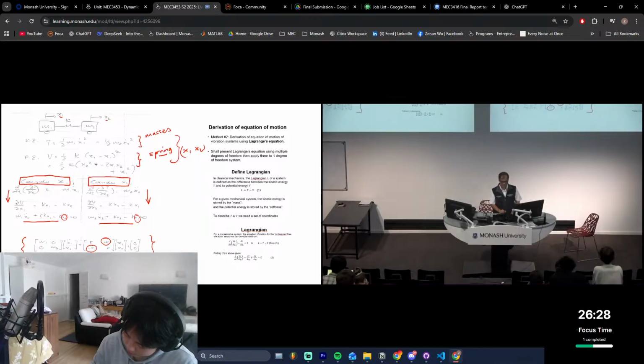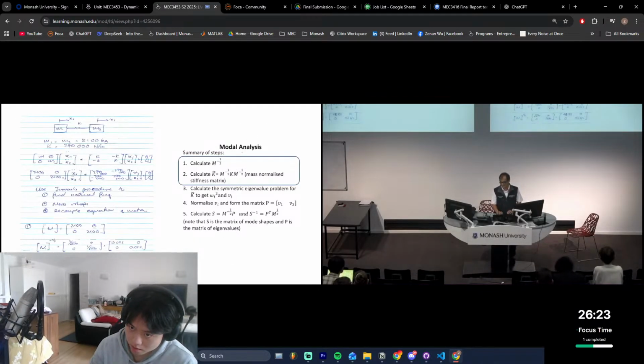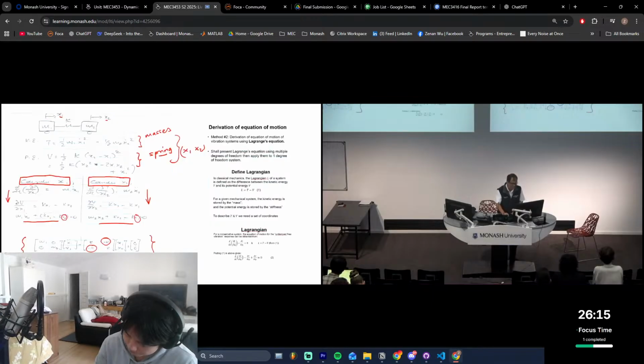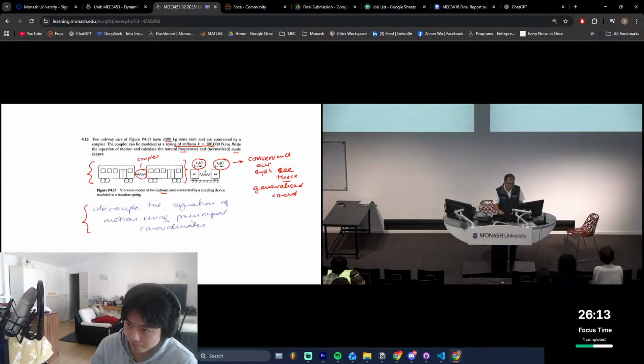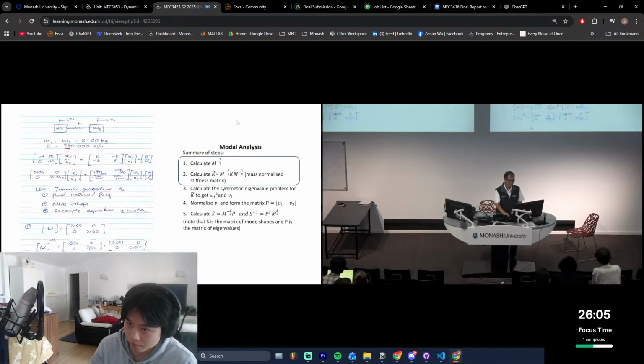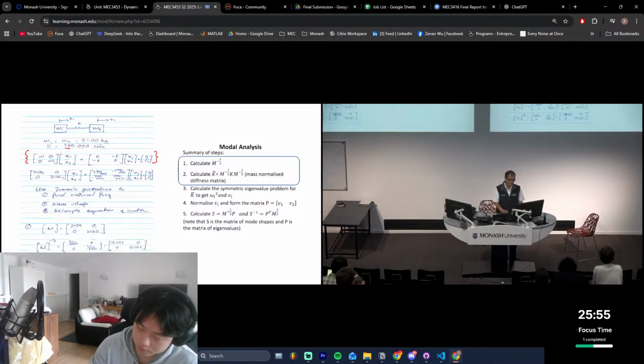I have to do something a bit different, and that is our modal analysis steps. Anyway, let's forget about this. Let's just say that this is 27000 Newton per meter. So this is the mechanical system that we're dealing with, and this is the equation of motion that we have derived. So now I'm going to put the numbers in.